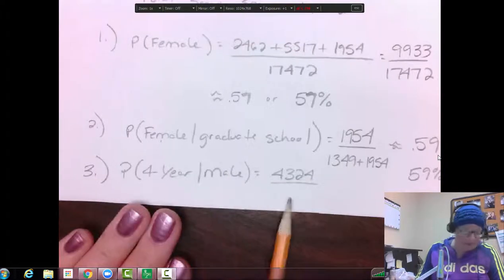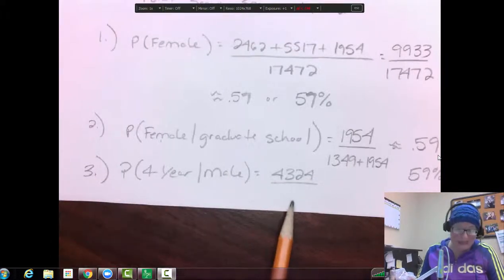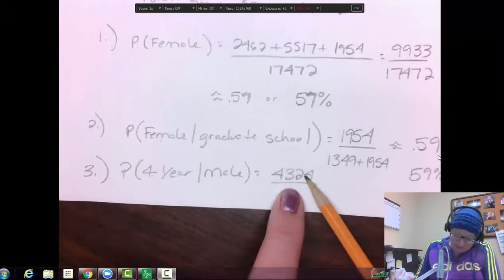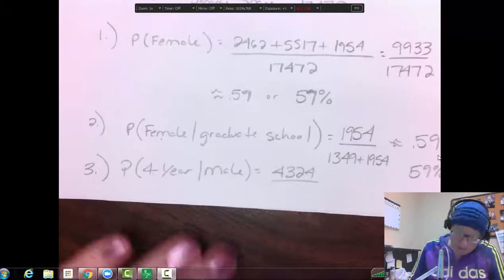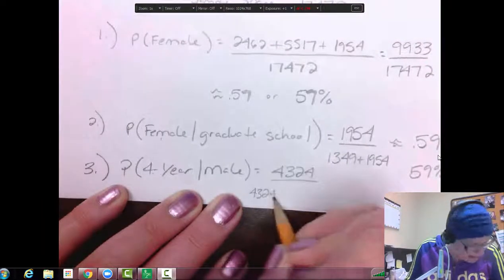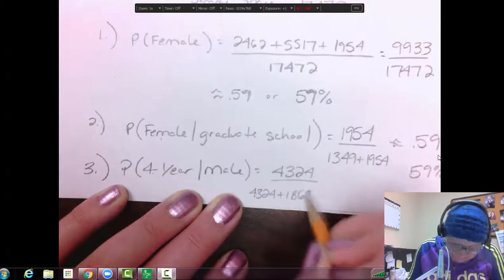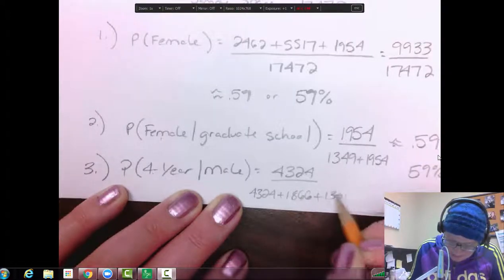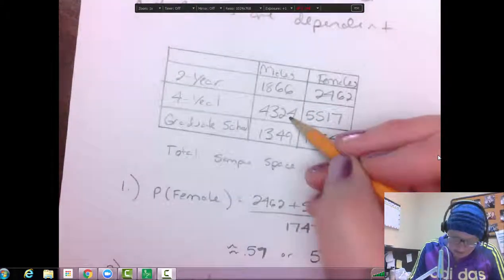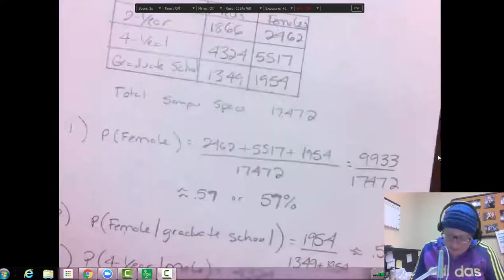So here we're going to use the second one as well, all males. So we did the ones that were 4-year and male here. And then on the bottom, we're going to do the 4324 plus 1866 plus 1349, all 3 years of males. So numerator, denominators, all of those.